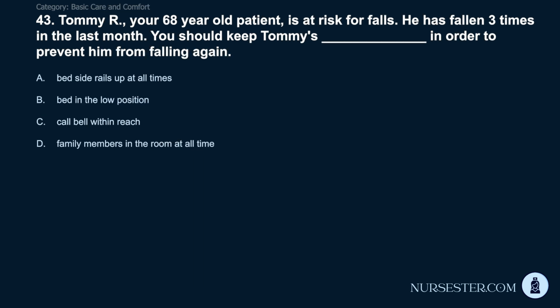43. Tommy R., your 68-year-old patient, is at risk for falls. He has fallen 3 times in the last month. You should keep Tommy's underscore in order to prevent him from falling again. A. Bedside rails up at all times. B. Bed in the low position. C. Call bell within reach. D. Family members in the room at all times. Correct answer, C. Call bell within reach.